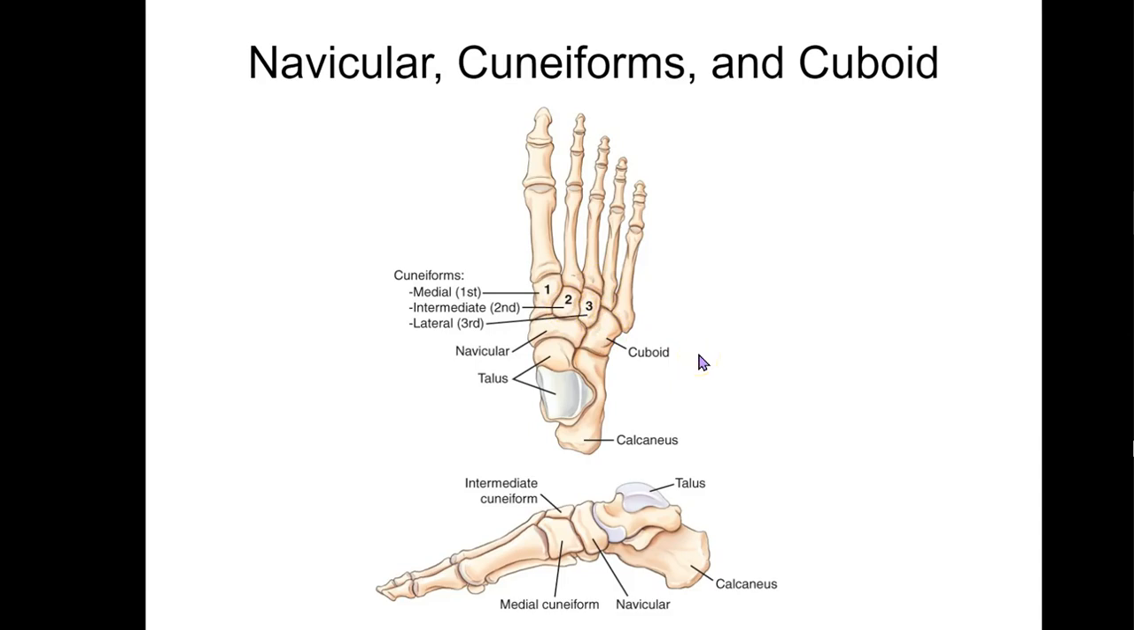All right, lastly, let's talk about the cuboid. So the cuboid is located on the lateral aspect of the foot, distal to the calcaneus, and proximal to the 4th and 5th metatarsals. The cuboid articulates with 5 different bones: the calcaneus, the lateral cuneiform, the navicular, and the 4th and 5th metatarsals.